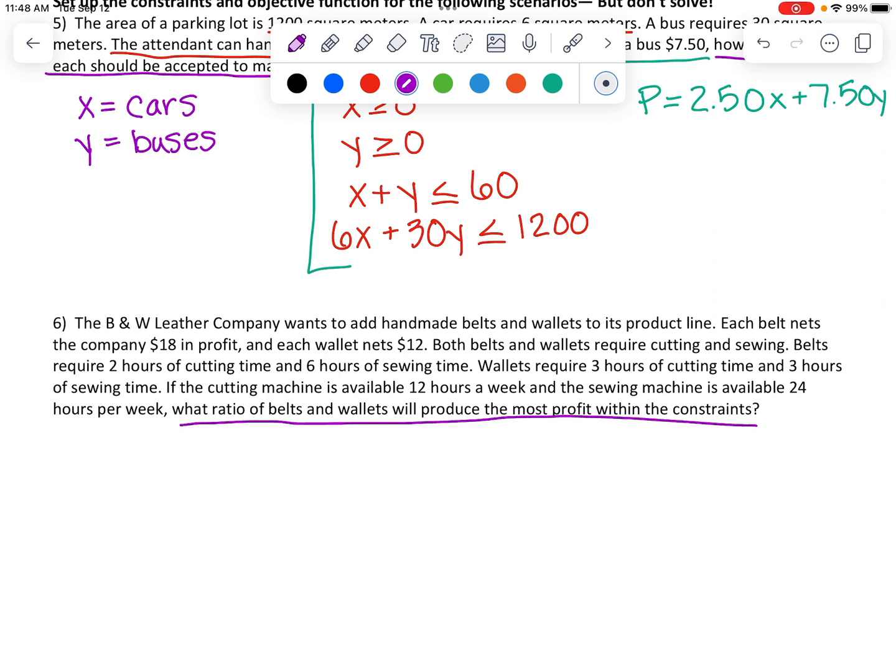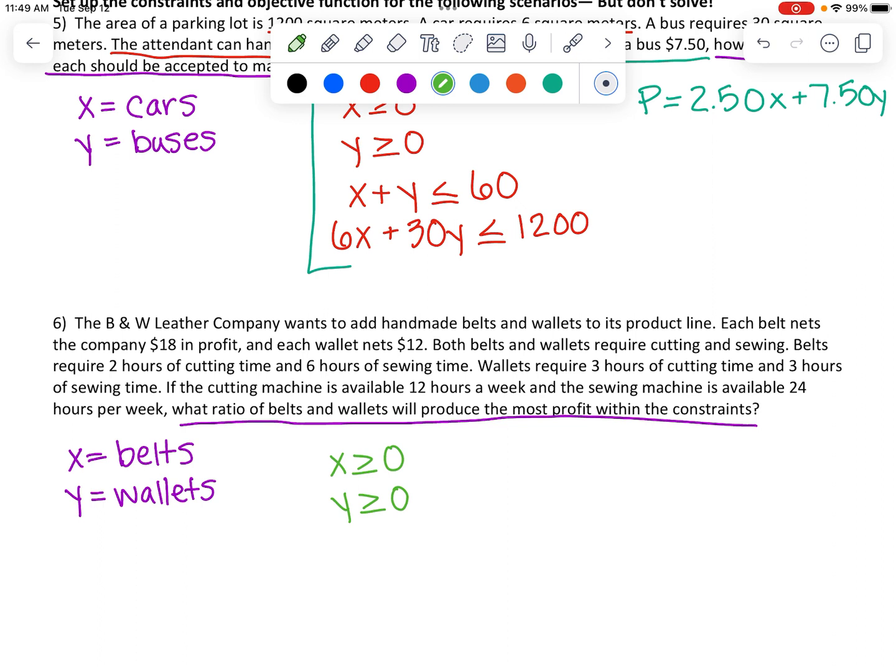I'm going to say that X represents the number of belts they can make. And then I'm going to say that Y represents the number of wallets they can make. Okay, so again, I'm going to start with that X has to be greater than or equal to 0 and that Y has to be greater than or equal to 0. These are going to be very common constraints that you use because we can't have a negative number of belts. We cannot have a negative number of wallets. They have to make some number of them, okay? It could be 0, but it can't be any less than 0.